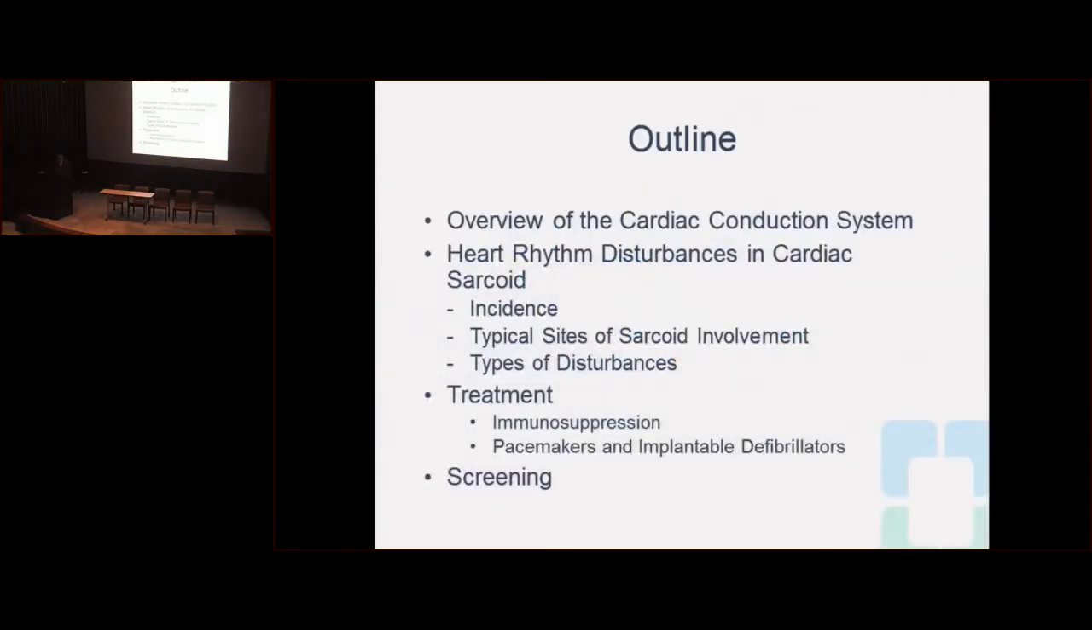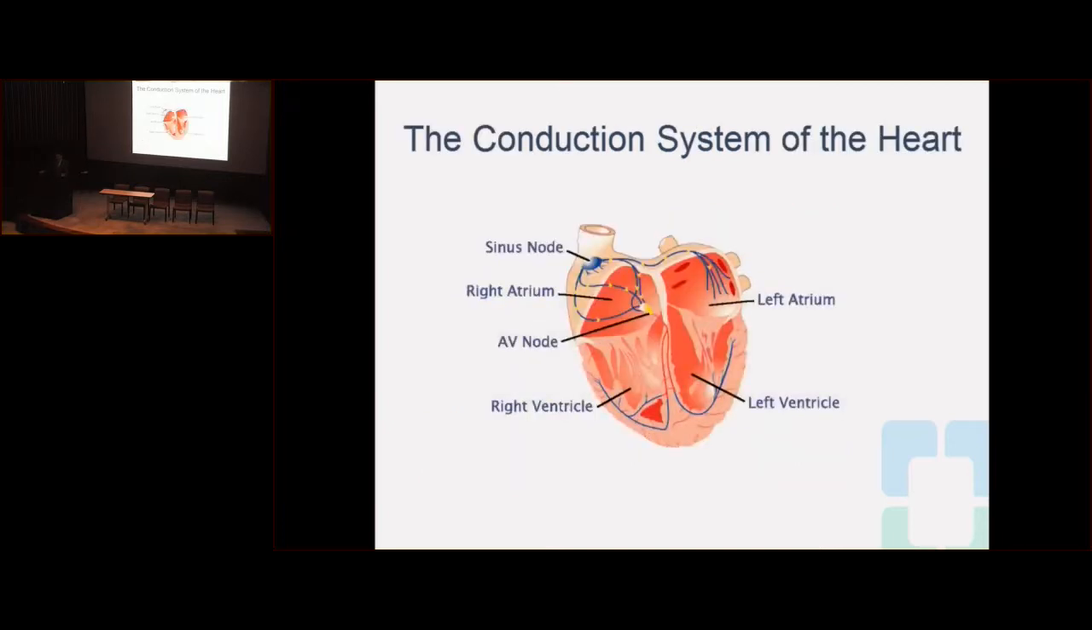As a quick outline, we'll review the cardiac conduction system as a lay of the land, so hopefully we can understand what the ramifications can be. We'll talk about heart rhythm disturbances that can come from cardiac sarcoid, the incidence, the types of sites of sarcoid involvement, and how that impacts what we see in the electrical manifestations. And then finally, the types of disturbances. We'll talk a bit about the treatments, although a lot of that has been gone over. So we'll focus again on the electrical system and how we manage those manifestations, and talk just briefly about the screening.